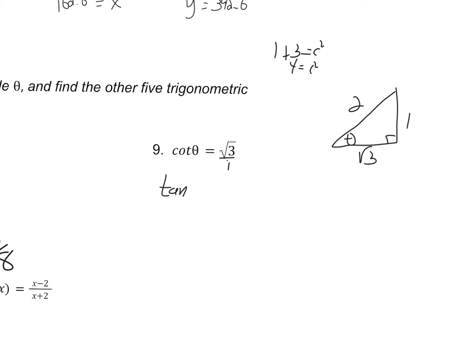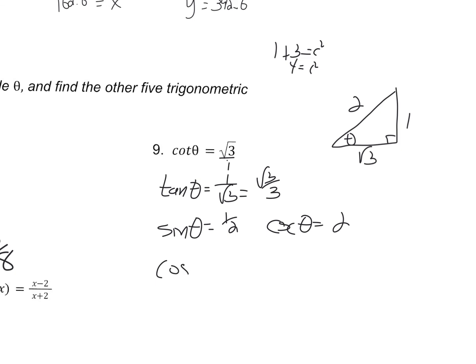So tangent is the reciprocal of cotangent. So it'd be 1 over square root of 3. If you rationalize, take the radical to the top, take the number on the bottom. Sine theta, opposite over hypotenuse, I'm getting 1/2, which means my cosecant is the reciprocal of that, which is just 2.